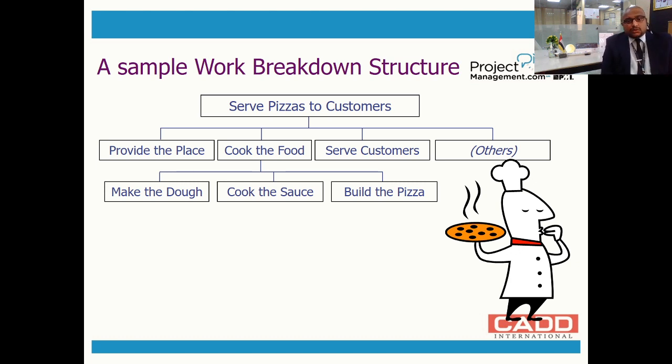So I divided it into small parts, segments, like a place where they can eat, a place to cook the food, a place to serve the customers, and other amenities. And this is what I call detailing. Say, for example, look into cooking the food. You have an area to make the dough, an area to cook the sauce, and an area to build the pizza. This is how you define the structure. This is how you define the work breakdown structure. Here it was an example of a pizza, but in real-life examples, the pizza is much hotter.